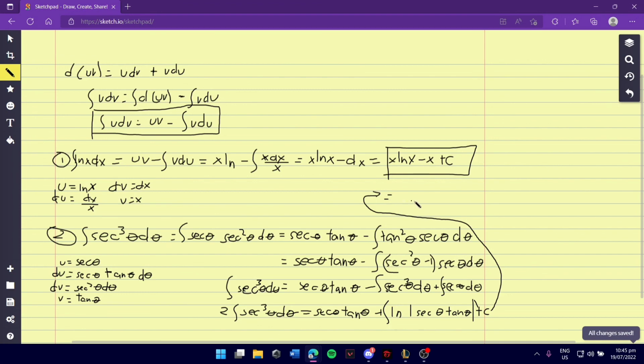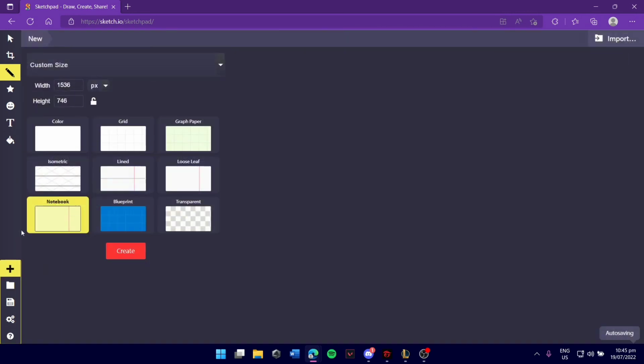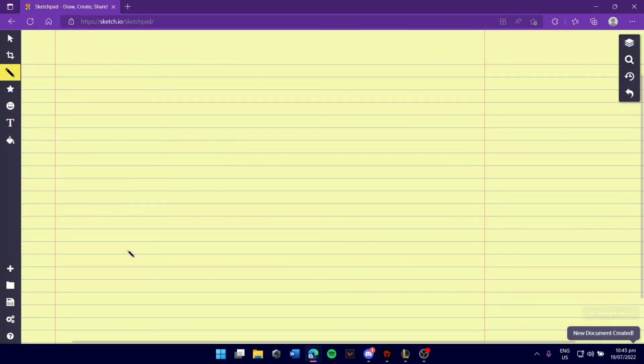So this will become the final answer: 1/2 times secant theta times tangent theta plus the ln of the absolute value of secant theta plus tan theta, plus c. So now, this is your final answer for number 2. Next, we will proceed to number 3.